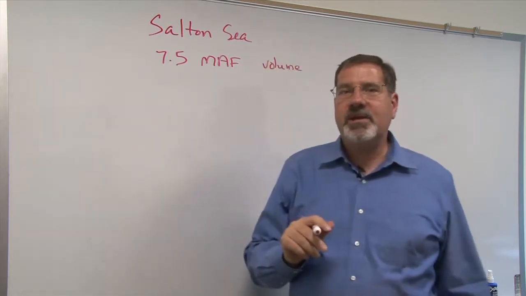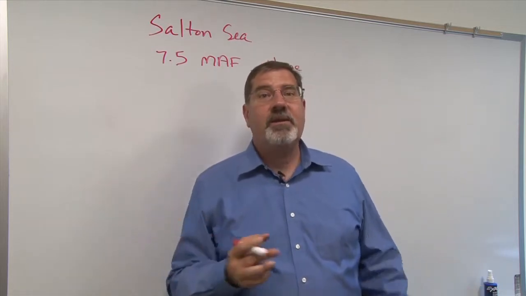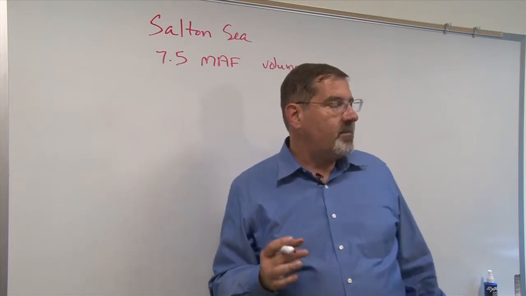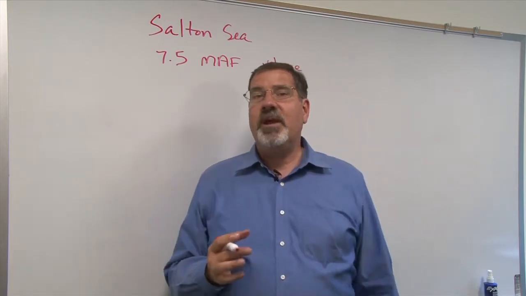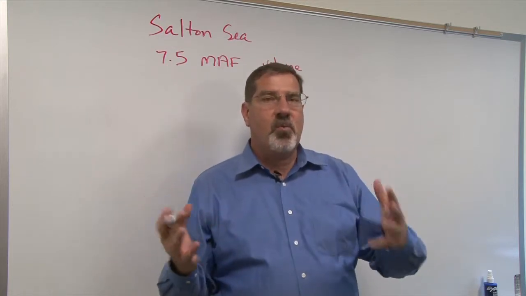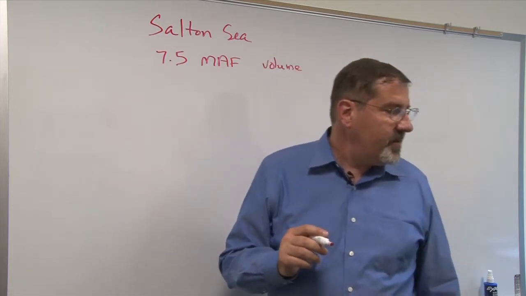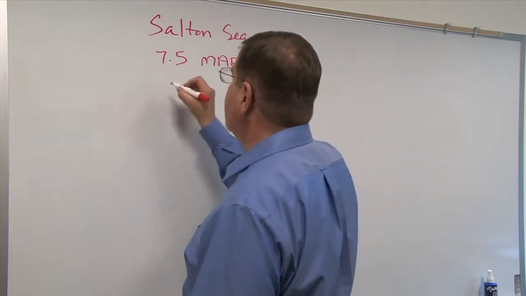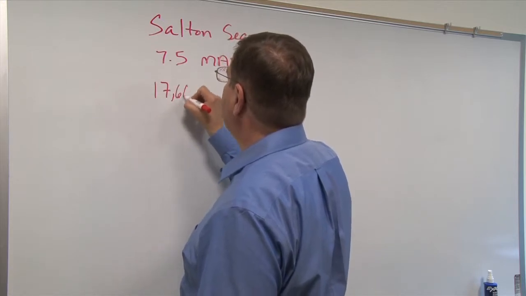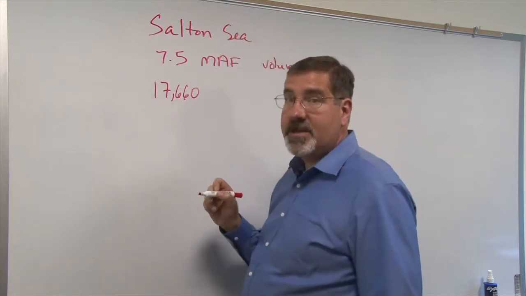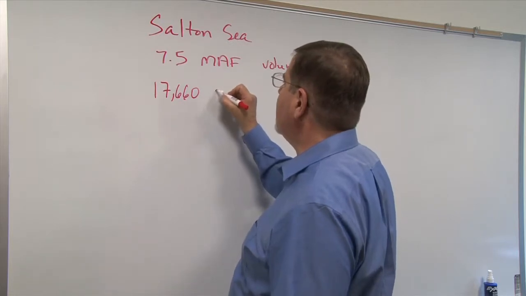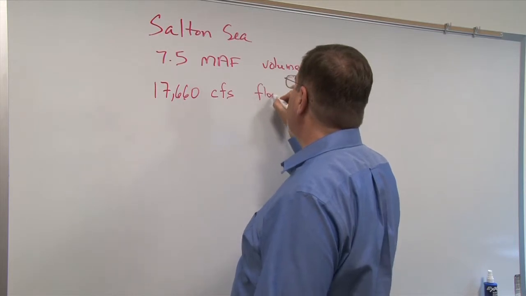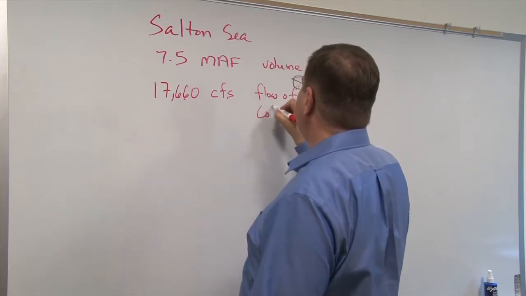And so now the next question is, well, what's the average flow rate of the Colorado River? And let's just assume for the purpose of this problem that we're just doing an average flow, not an extreme flow in one way or another. And that average flow, or the term is discharge, is 17,660 cubic feet per second. And that, as you recall, is abbreviated CFS. And so that's the flow of the Colorado River.